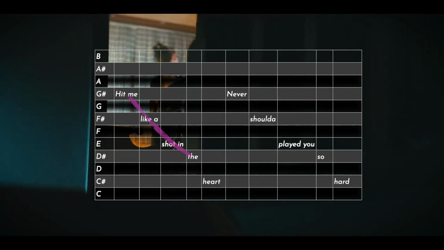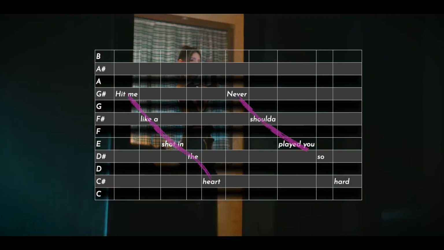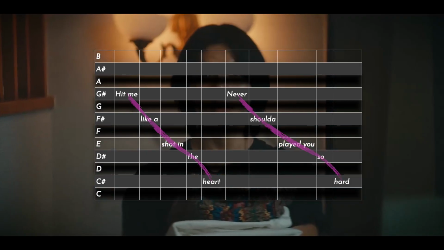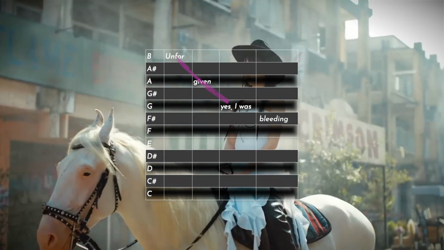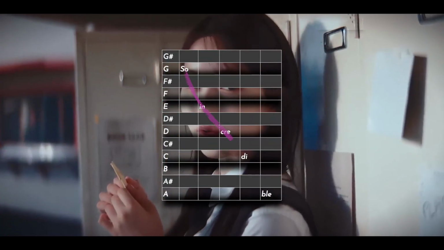Hit me like a shot in the heart. Never should have played you so hard. Unforgiven, yes, I was bleeding him up. She so incredible.